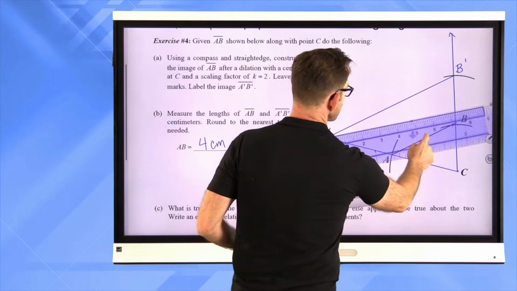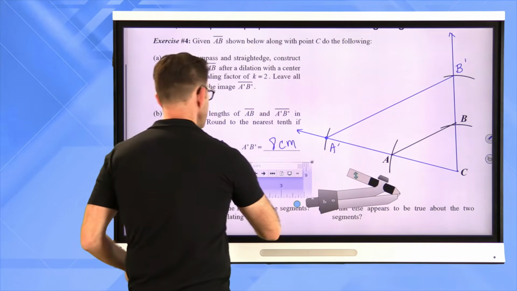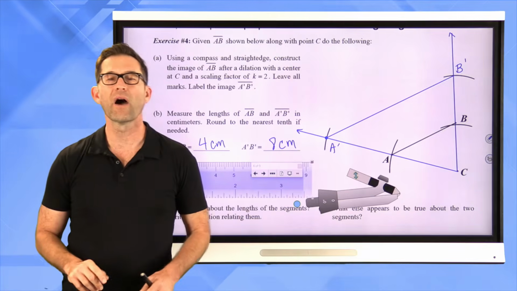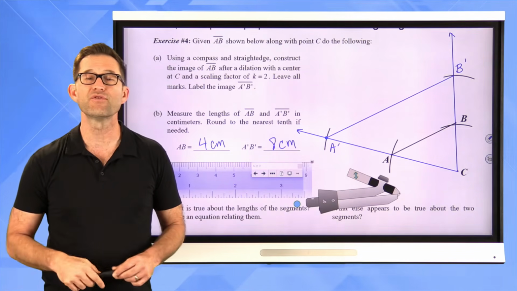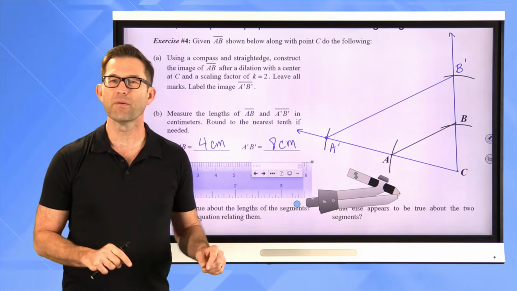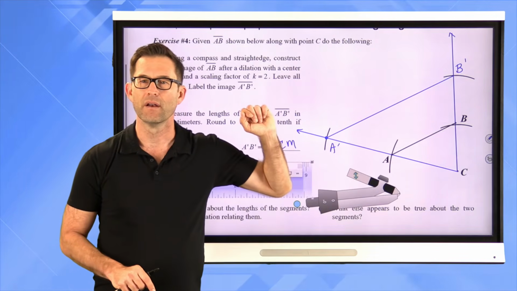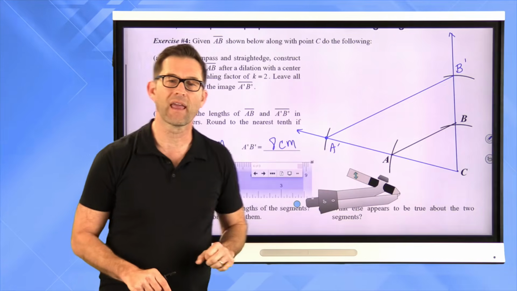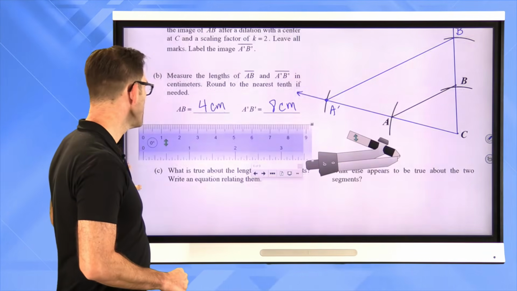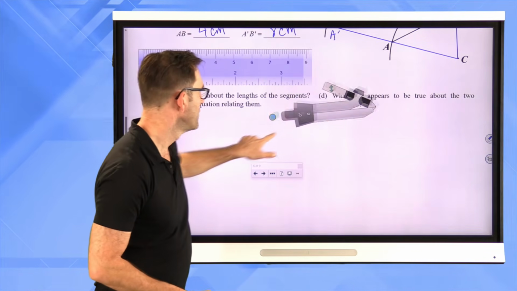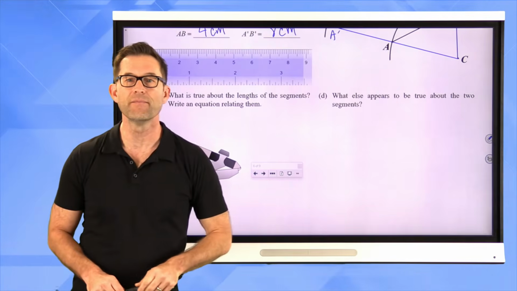Now you might say to yourself, well, of course that thing is 8 centimeters long, right? We dilated with a scaling constant of 2. Except keep in mind, what we dilated were the endpoints, right? And then the line segment kind of came along with it. So that pretty much gets us down to letter C.